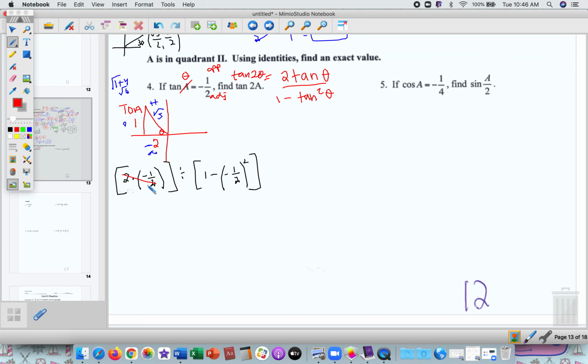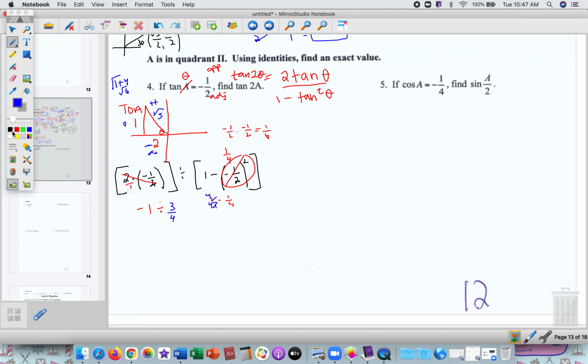So over here, those cancel, right? So we would have negative 1 divided by, now over here be careful, you can't change this to a positive, right? PEMDAS. So first we do negative 1/2 squared. Negative a half times negative a half is positive 1/4. If we replace this with positive 1/4, we then have 1 minus 1/4, which becomes 4 over 4 minus 1 over 4, which would be positive 3/4.